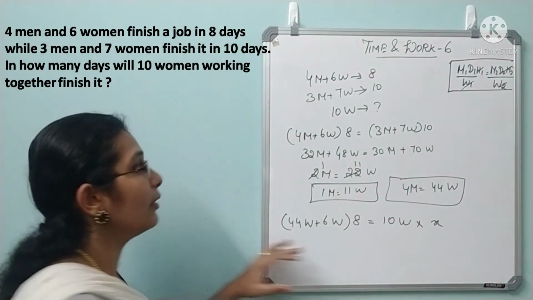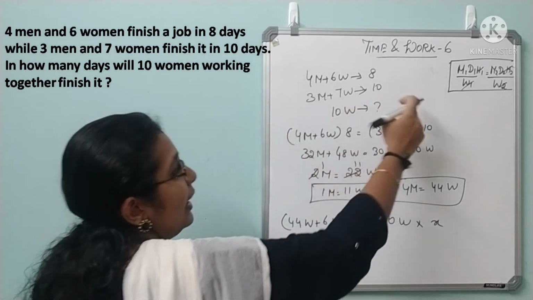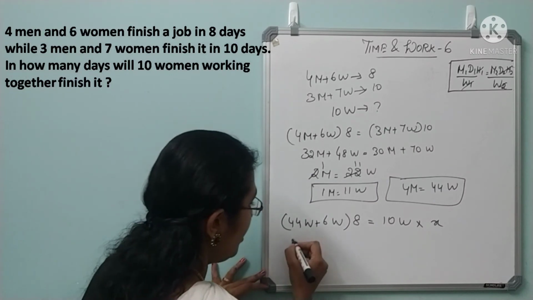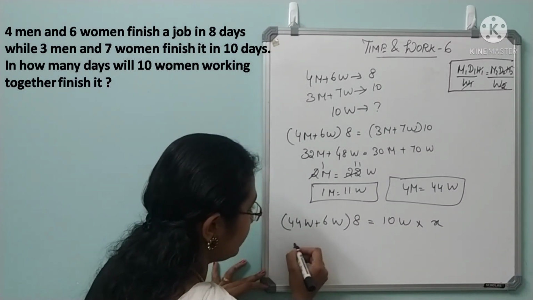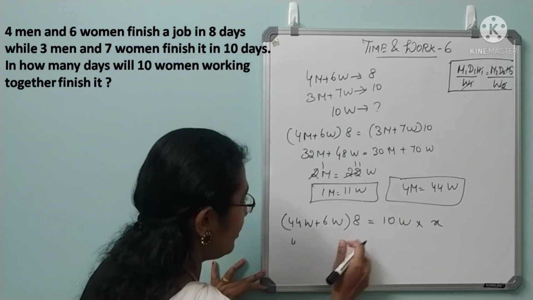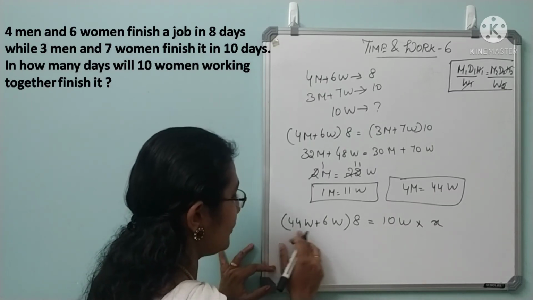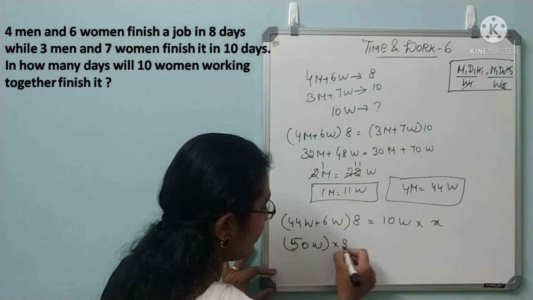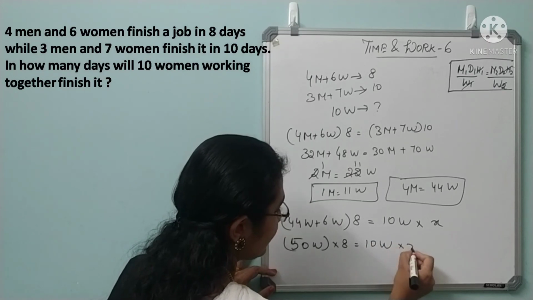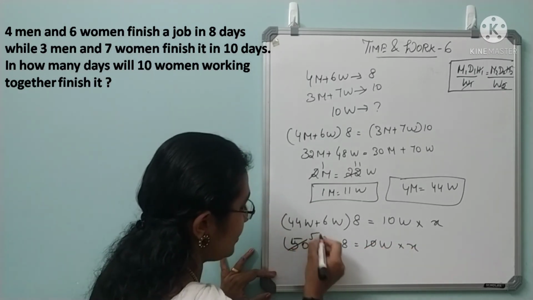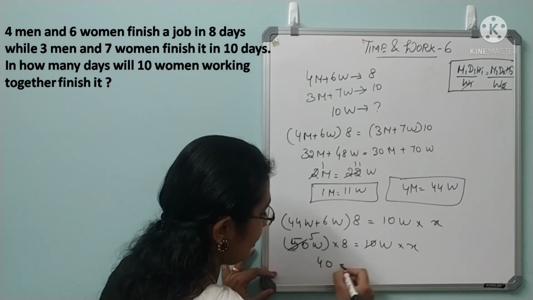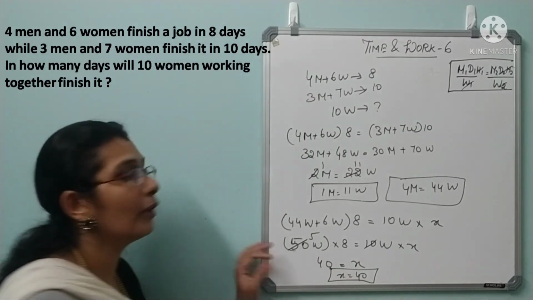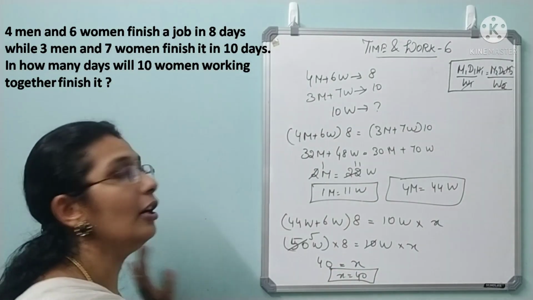Clear? How I got this equation? By solving the 1st and 3rd equation: m1 into d1 is equal to m2 into d2. Clear? Yes. So, 44 plus 6 is 50w into 8 is equal to 10w into x. So, 10 5s are 50, 8 5s are 40, which is equal to x, or x is equal to 40. So, it takes 40 days for 10 women alone to complete the whole work.